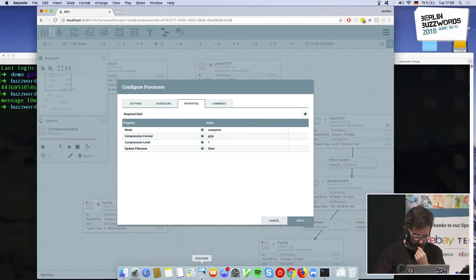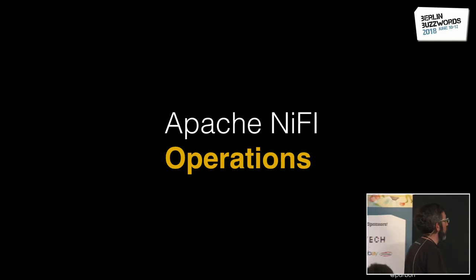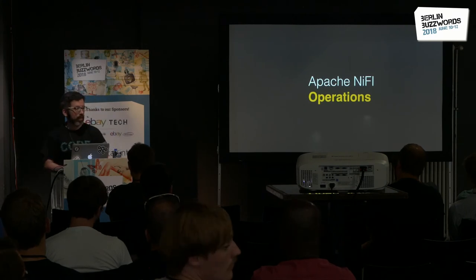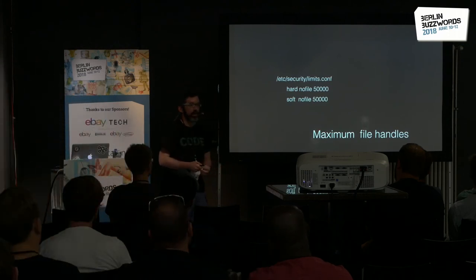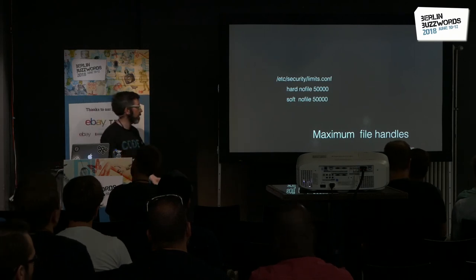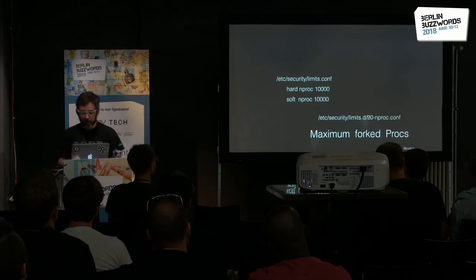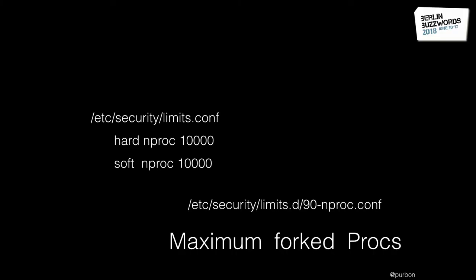And let's go back to the presentation for the last bit of important operations. So we basically use NiFi, we love NiFi, we wanted now to use it in production. Important tips: maximum file handles. NiFi uses a ton of files, because it can be opening a lot of files to do the puts, the gets, et cetera. Make sure that you don't let it cry for resources. As well for the fork processes: if you use a script, for example, it uses a lot of processes, so also make sure it doesn't starve here. Otherwise, you will have problems.